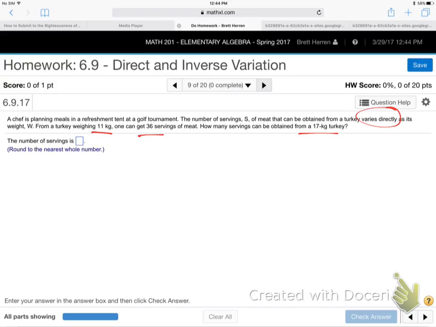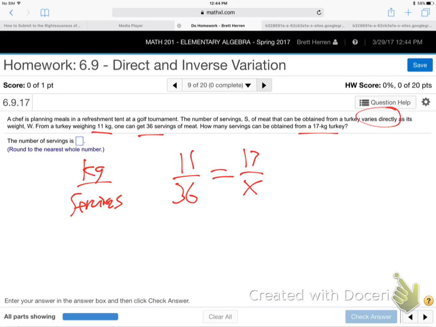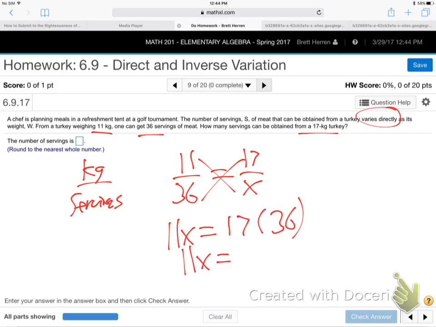So same old thing. I'm just going to do it quick because I want to get onto the new kind. Kilograms over servings: 11 over 36 equals 17 over x. See how this is useful? A chef would, for example, use this to find out how kilograms and servings go directly together. Diagonal: 11x is 17 times 36. What's 17 times 36? 612, thank you. Last step, divide by 11.